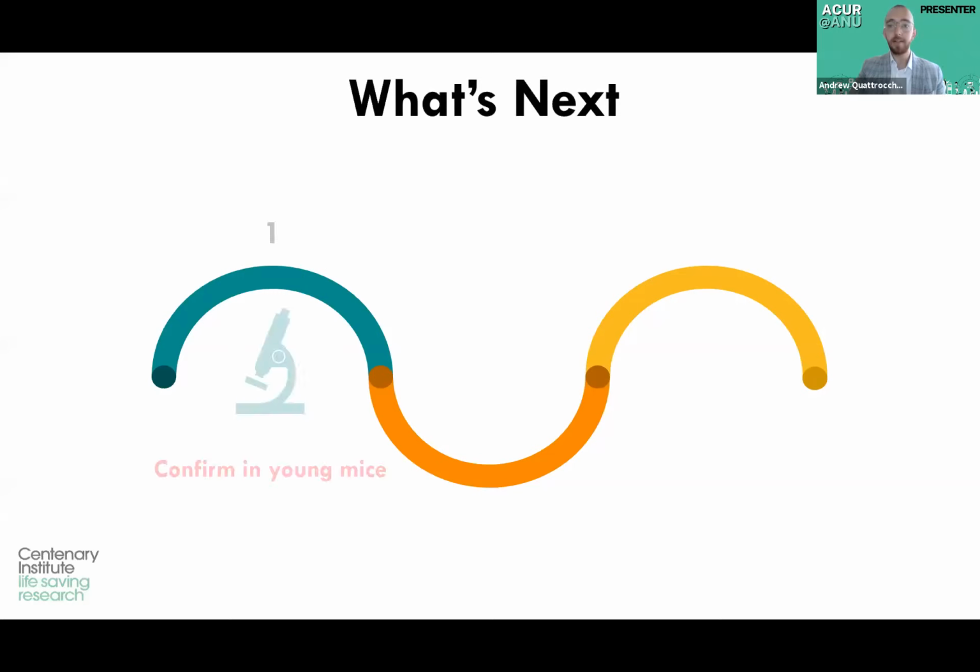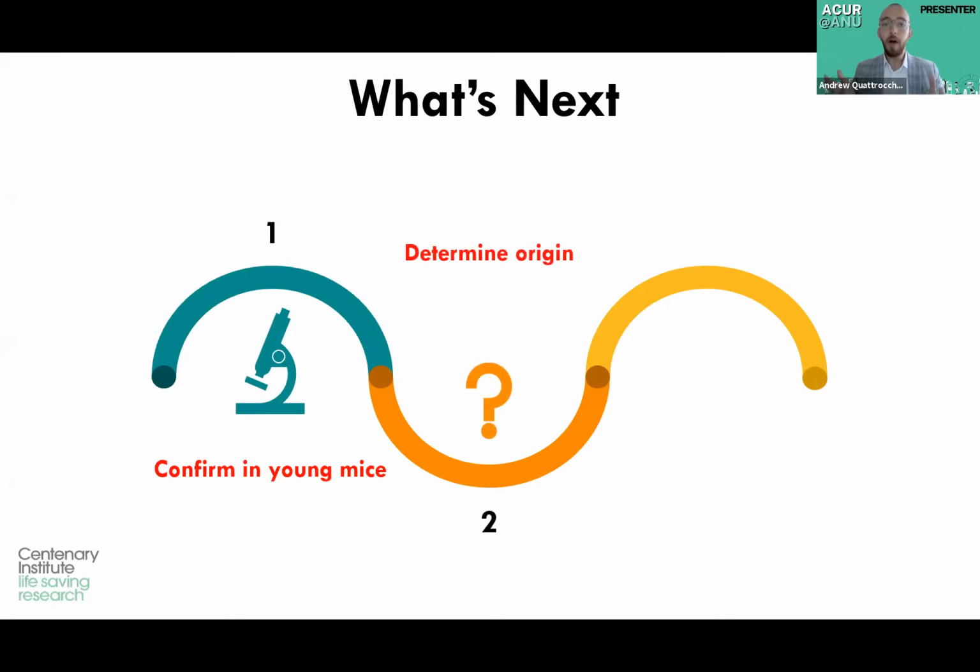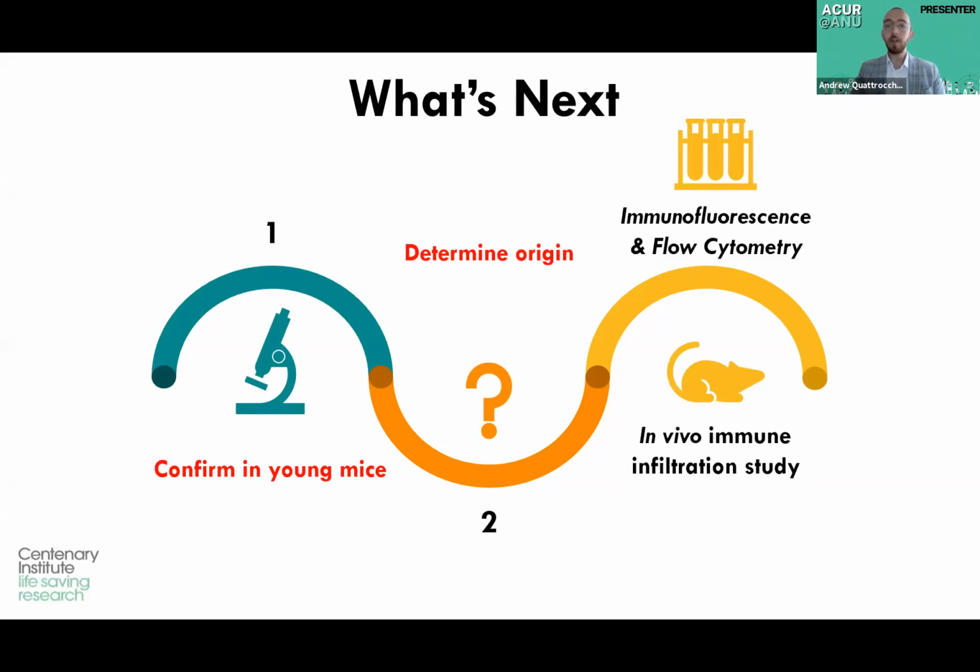So, what's next? I first need to confirm these findings in my young mice, something that was stopped by COVID but will definitely continue soon. So my question is, how is this occurring and where are they coming from? I'll do that using two different techniques. First, I'll do immunofluorescence and flow cytometry with a panel of specific antibodies, and then I will conduct an in vivo immune infiltration study using labeled monocytes.